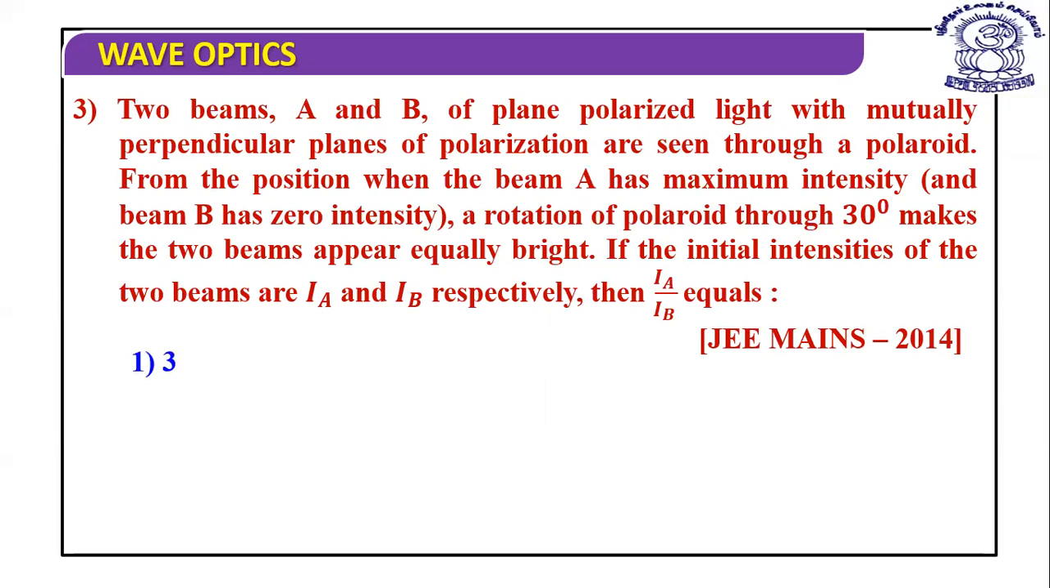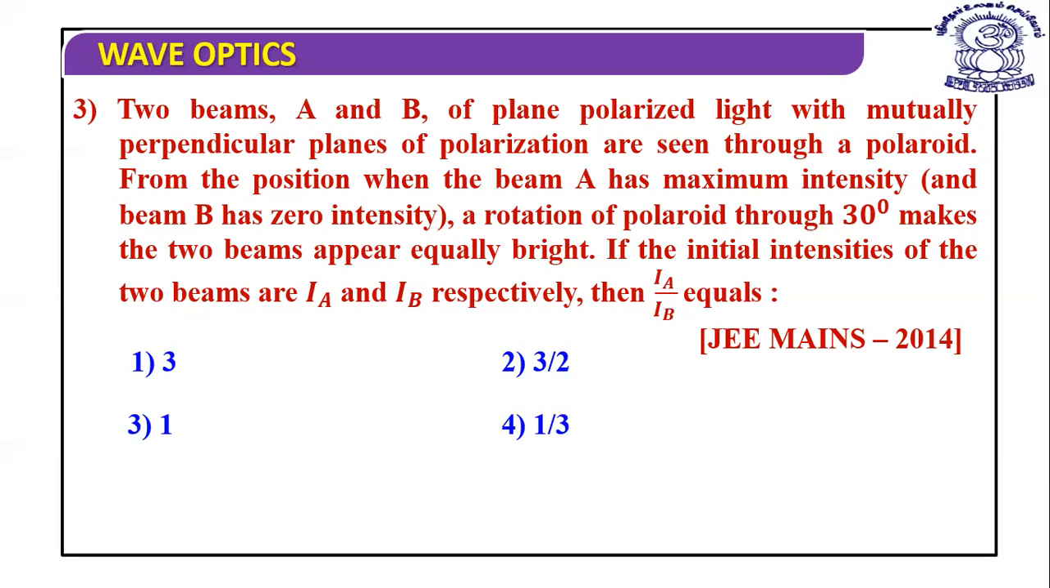This is the next question. Two beams A and B of plane polarized light with mutually perpendicular planes of polarization are seen through a Polaroid. From the position when the beam A has maximum intensity and beam B has zero intensity, a rotation of Polaroid through 30 degree makes the two beams appear equally bright. If the initial intensities of the two beams are IA and IB respectively, then what is the ratio of IA and IB?